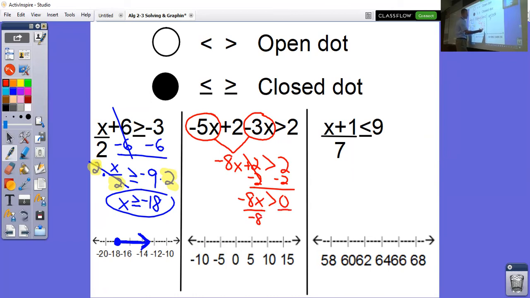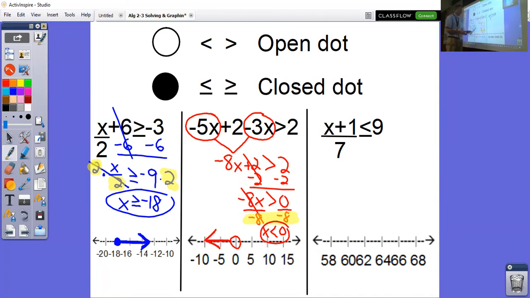Divide by -8, divide by -8. Now be careful. Ding, ding, ding. Light bulbs should be going off in your head. That bottom number is negative. So remember, we need to flip the sign. That is less than now. 0 divided by -8 is 0. So we have x is less than 0. So be very careful. We have an open dot at 0, and our arrow goes towards the left. Be very careful on that one.